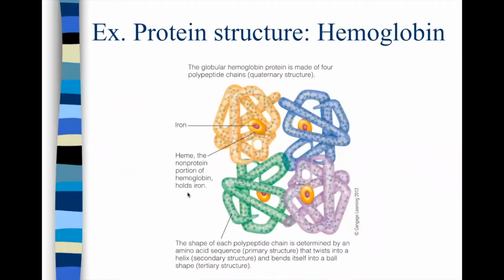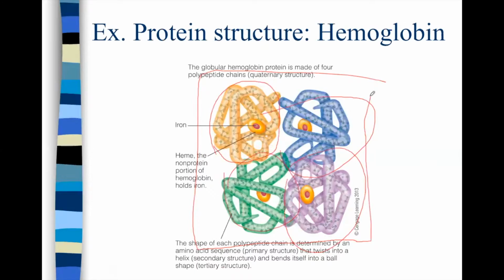This is the hemoglobin protein, and here you can see that there are 4 different tertiary structures, and together they form one big quaternary structure that is able to hold the iron and carry the oxygen.